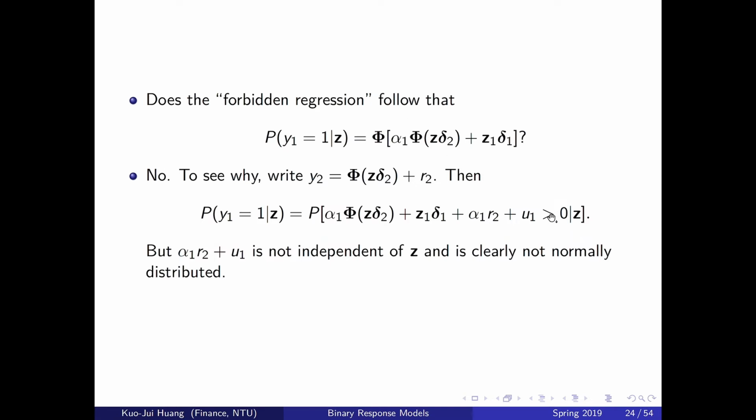Also, alpha 1 r2 plus u1 is not independent of z and is clearly not normally distributed. This will also cause an inconsistent estimator for your probit regression. So, do not use the forbidden regression anymore.